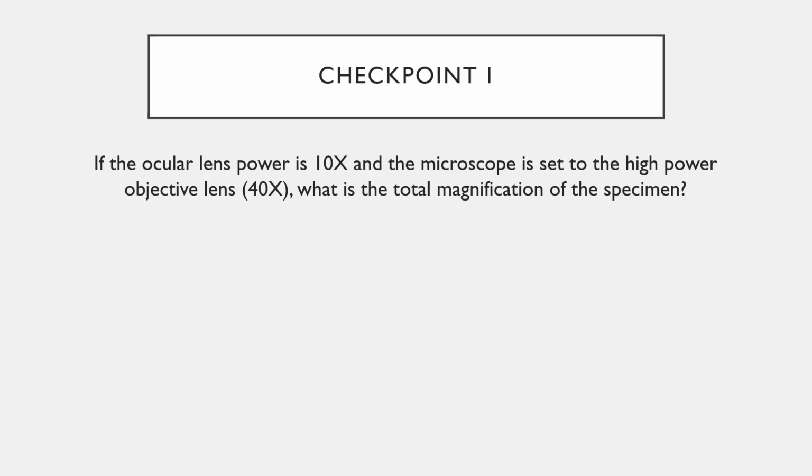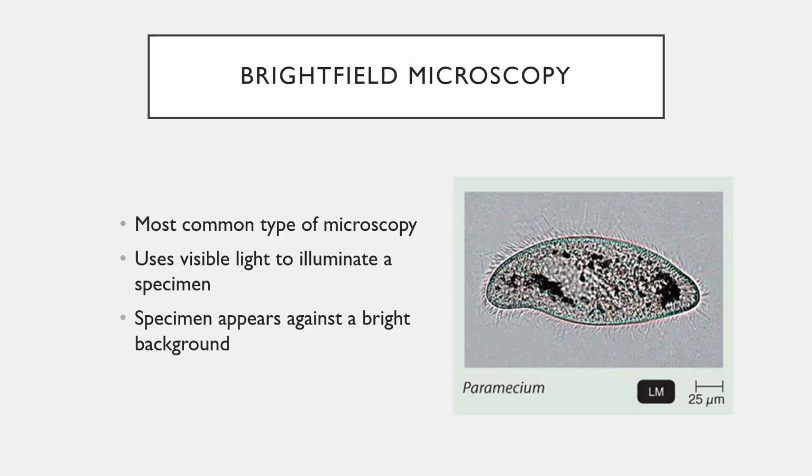Now that we've checked out the basic functioning of a light microscope, we're going to move on to talking about the 4 different subtypes of light microscopy that we are going to focus on in this class. The first and simplest is called bright field microscopy. This is the most common type of microscopy, which uses visible light to illuminate a specimen from behind, so the specimen appears dark against a bright background, as you can see here with this image of a paramecium.